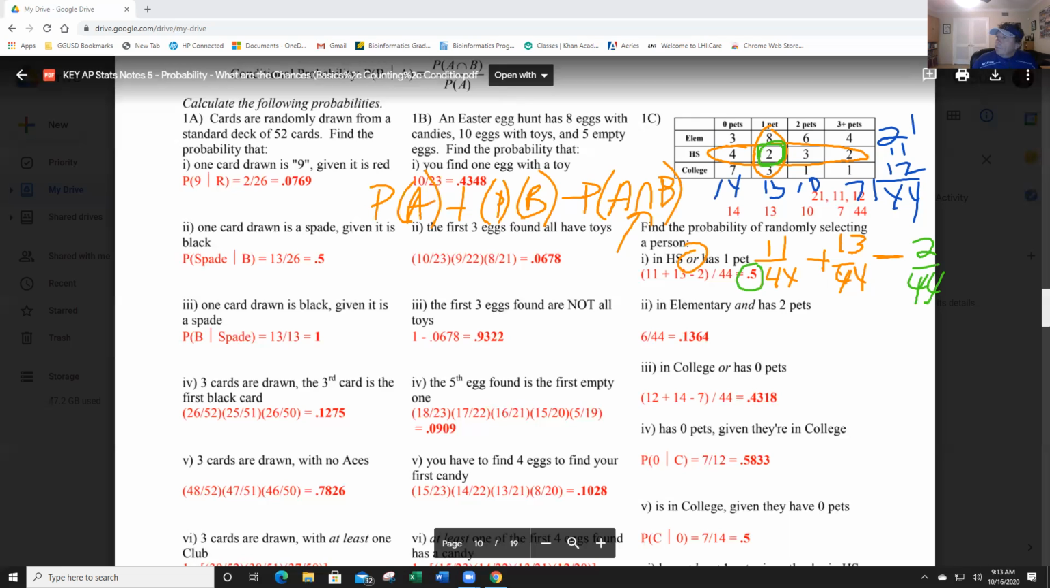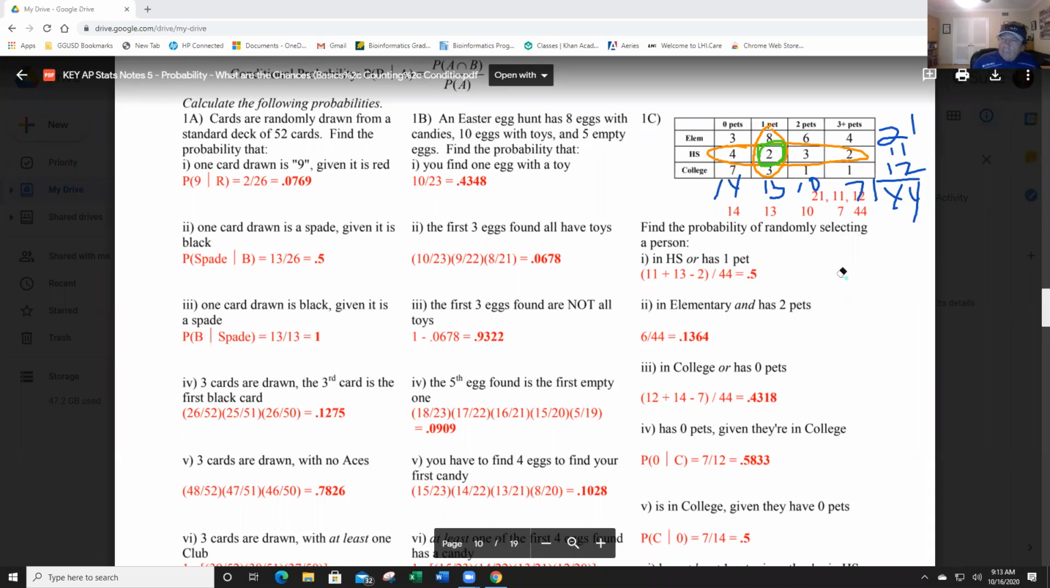Okay? Got a lot to erase here. So let me try to erase this as efficiently as possible. Okay, get rid of that. I want to keep my margins. Okay, got it. Okay, now, in elementary and has two pets. Oh, this is easy. In elementary and has two pets. There we go. That's 6 out of 44. Okay. In elementary and has two pets. That's easy.